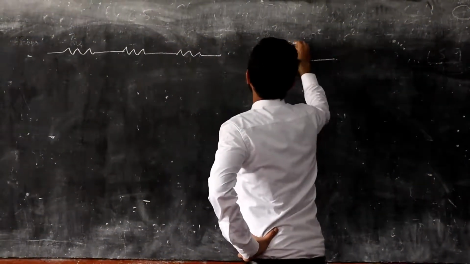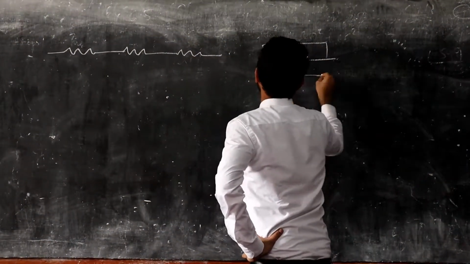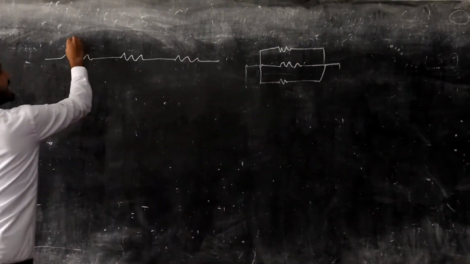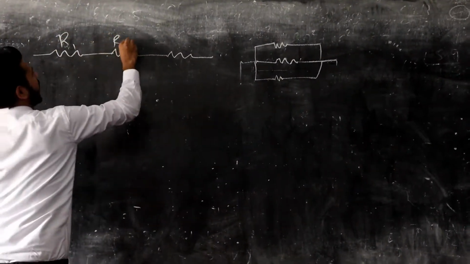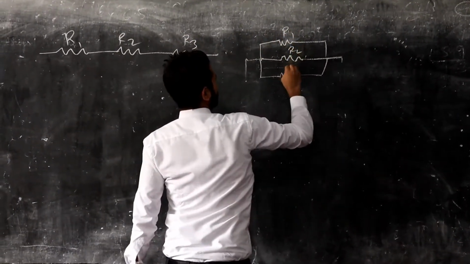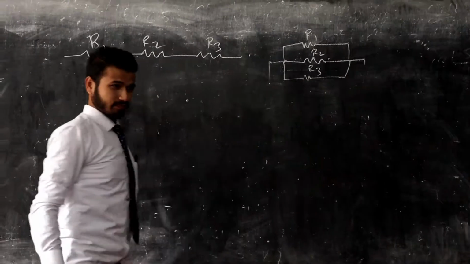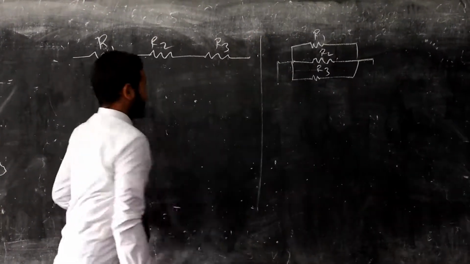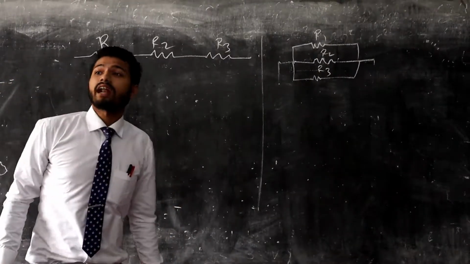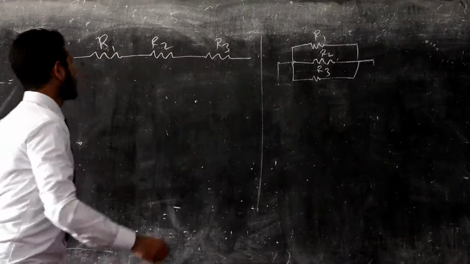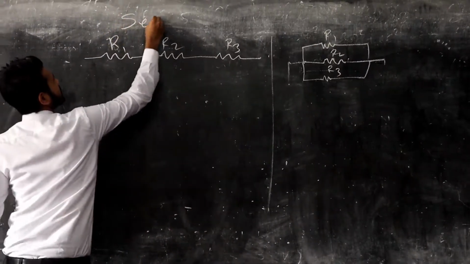Parallel, and there is series connection in parallel. So let the resistances be R1, R2, and here it will be R1, R2, R3, my dear. We found the difference. The main difference is that in series connection the current remains constant. The current remains the same. Means here we can write series connection.